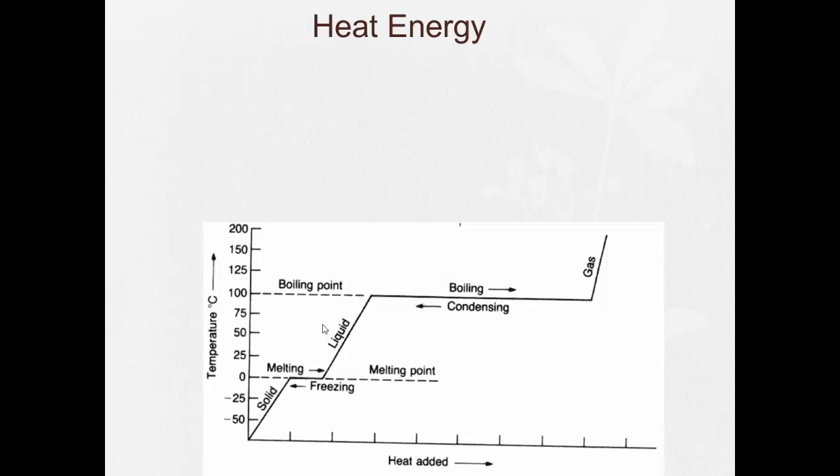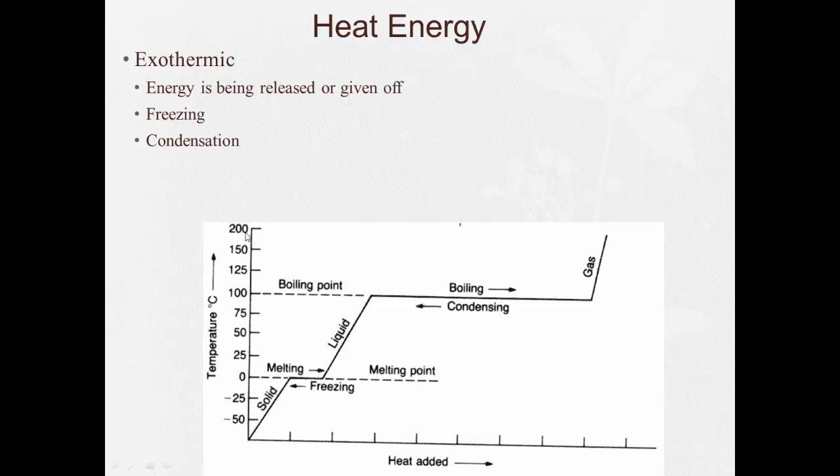Now, heat energy is a very important concept during this unit. And we have to start to now think about the real, correct chemistry science terms when we deal with heat energy. So, exothermic is when energy is being released or given off. Energy is being released or given off during freezing and condensation. As it's going from a gas to a liquid, it's because heat is being given off, because a gas has more heat in it than a liquid, which has less heat. So our freezing and condensation are both exothermic.